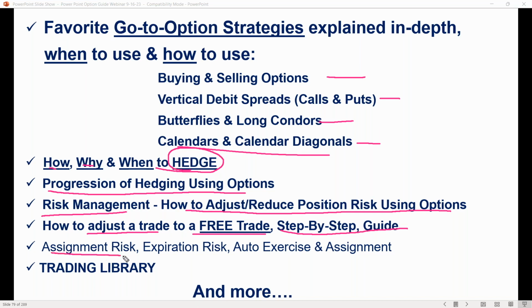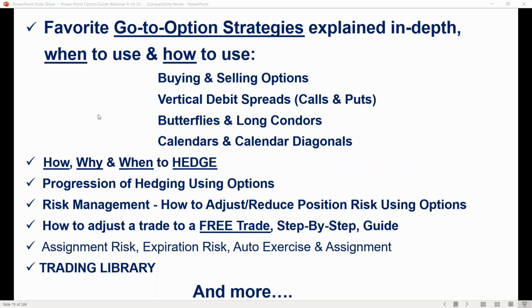There were some questions on assignment risk, expiration, and auto exercise. We'll go through assignment risk and how to make sure you're not going to get assigned. We'll look at your intrinsic and extrinsic value and what to look for there. That'll be covered in detail, so you're not going to have that assignment problem anymore. Plus, a trading library, so you can go back and look at past trades, which really helped me as far as learning. Look at past trades that you've done. You get all that.